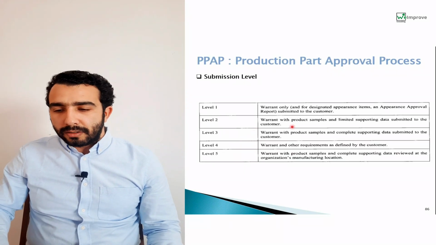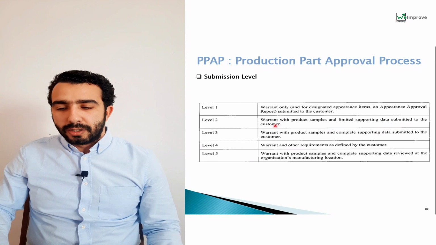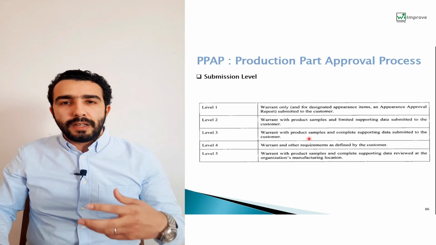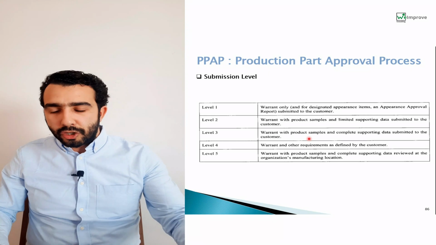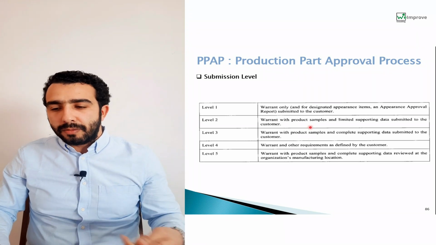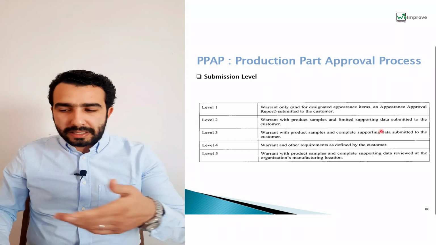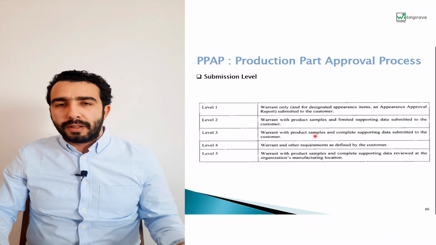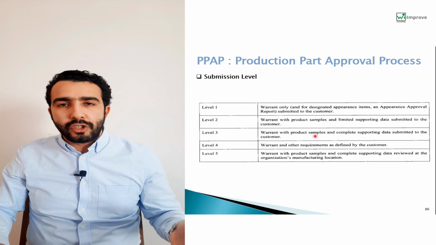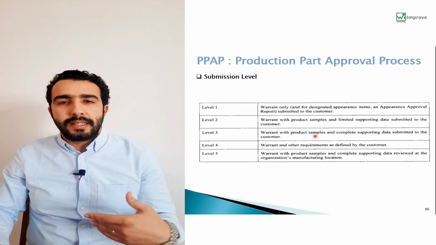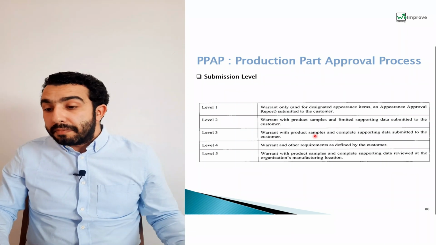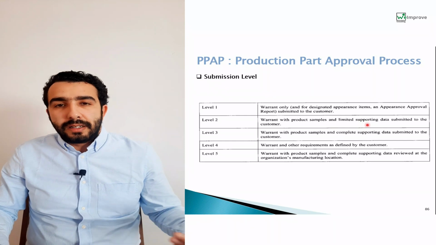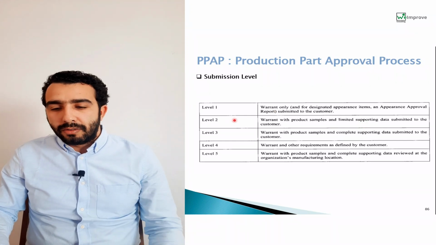Level 2 is warrant with product samples and limited supporting data submitted to the customer. So if your submission contains only the PSW plus product samples plus some limited supporting data, you have to select level 2. In general, for example if we have yearly qualification, maybe the customer will ask you to send only some product samples with limited supporting data, and maybe you can make it level 2.